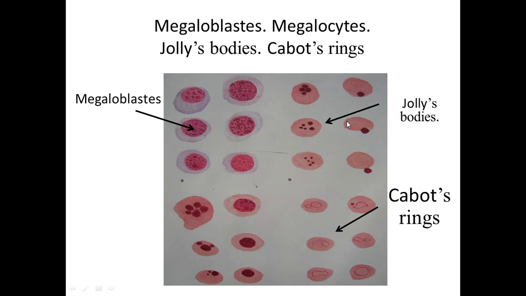Also, in this type of anemia, we can find cells with pathological inclusions in peripheral blood. These cells are Jolly bodies and Cabot rings. These cells can be found only in B12 deficiency anemia.